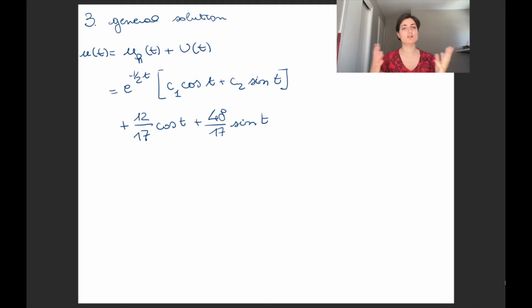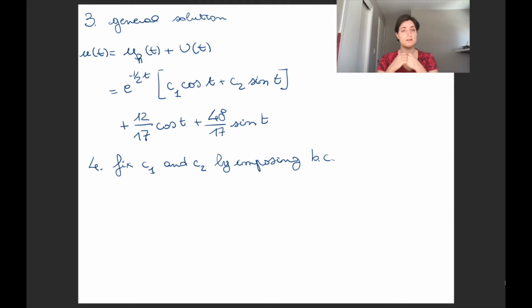So now we have the general solution for the non-homogeneous ODE. We still have C1 and C2 that we can change in order to adapt to any initial condition that we are thrown. So for example, now we have to fix C1 and C2 by imposing the boundary conditions of the specific problem we're looking at.